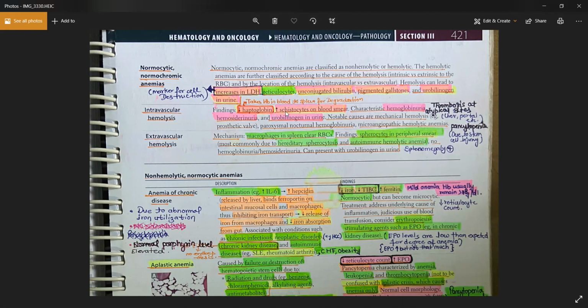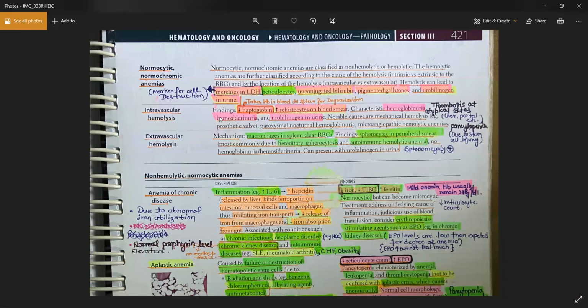Okay, you can also expect schistocytes on the blood smear. Remember the helmet cells, because of the intravascular hemolysis, because of the microthrombi. You will also get hemoglobinuria because the hemoglobin is being released in the blood vessels. It will go to the kidney and be released in the urine, so that will cause hemoglobinuria. You will have a very reddish urine, right?